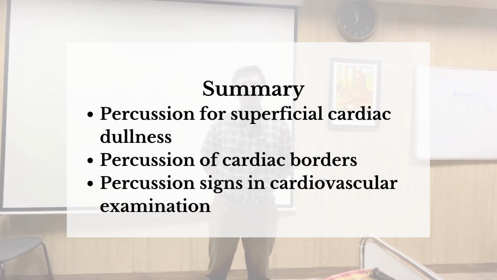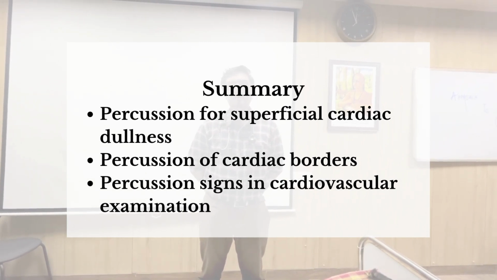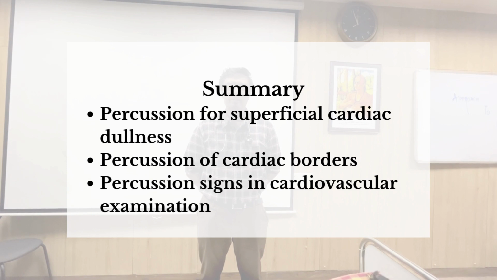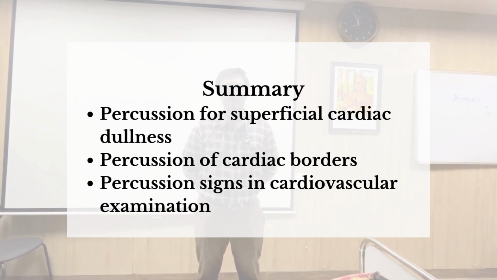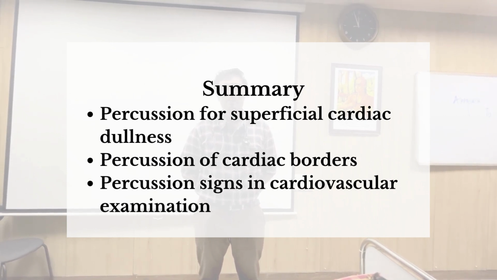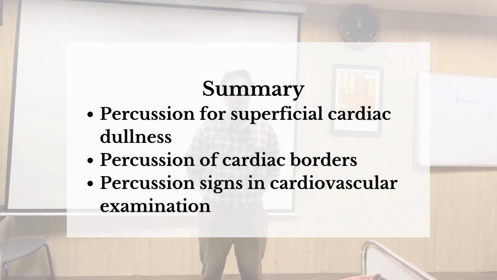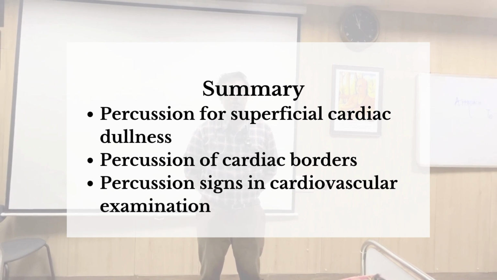To summarize, percussion in CVS examination includes percussion for superficial cardiac dullness and percussion of the heart border, specifically the left border, the right border, and percussion in the aortic and pulmonary area. Besides this, in particular diseases, we may find additional signs like Ewart sign, Roth sign, and Potain's sign.